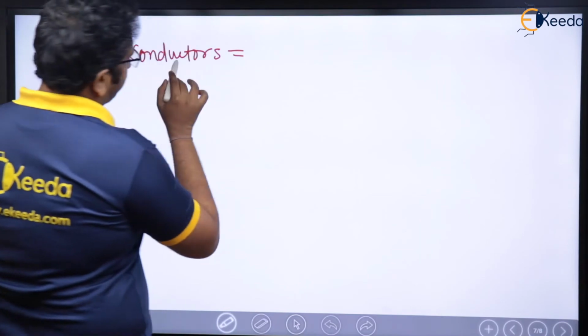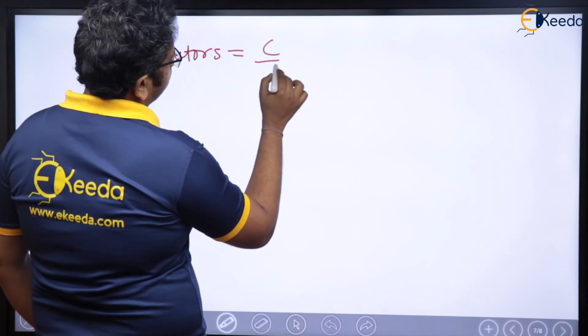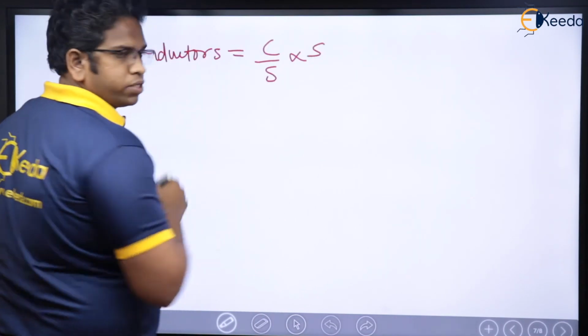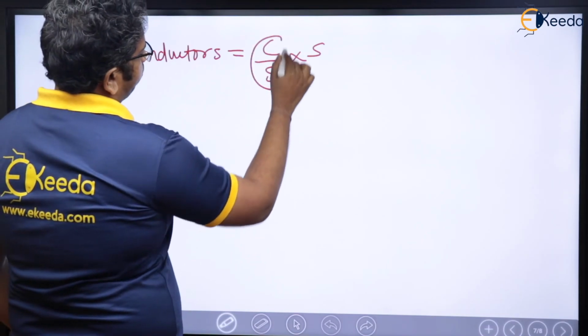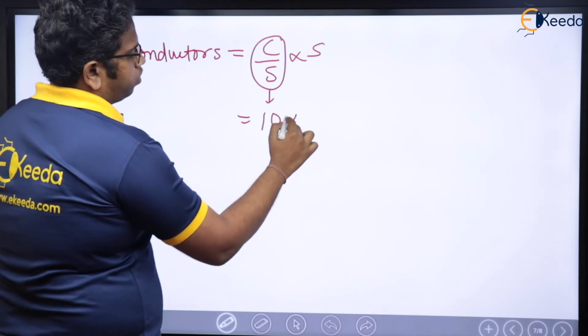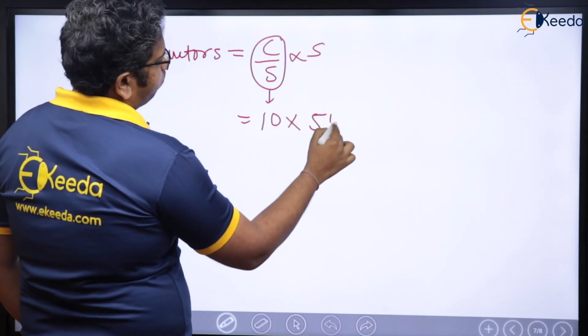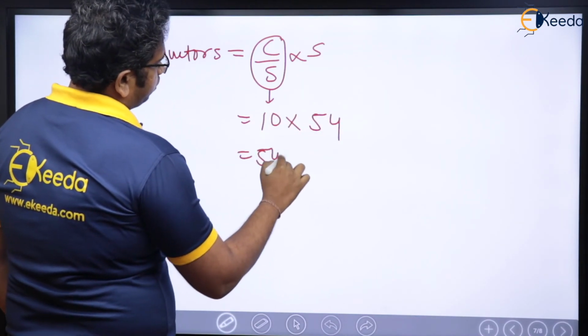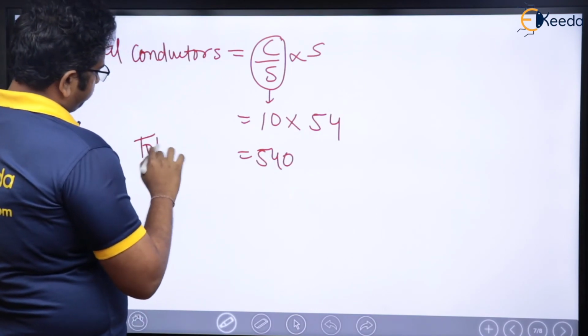See here, total conductors will be what? Conductors per slot multiplied by number of slots. How much is conductors per slot? Conductors per slot is going to be 10. They have given that. And number of slots, just now we found out, is 54. This is nothing but 540. These are total conductors.